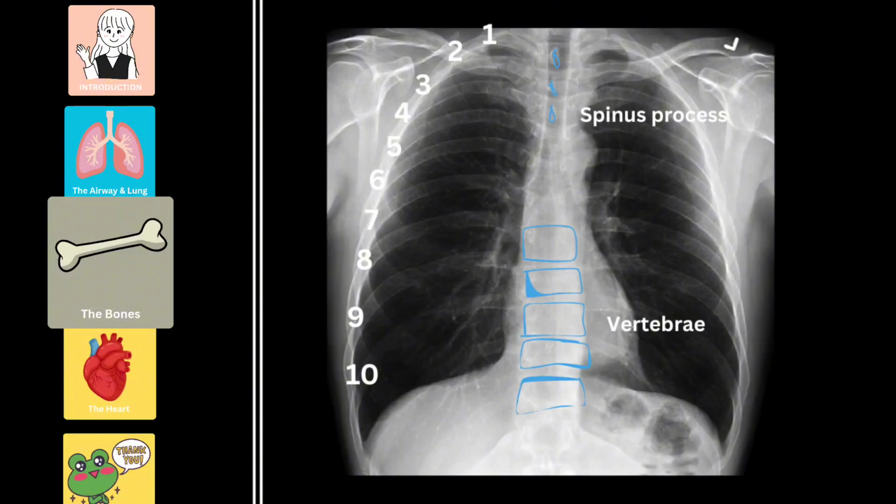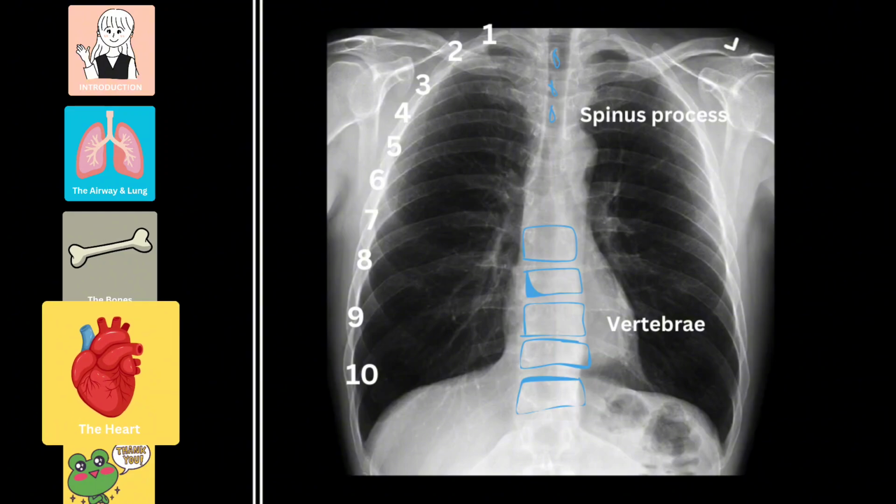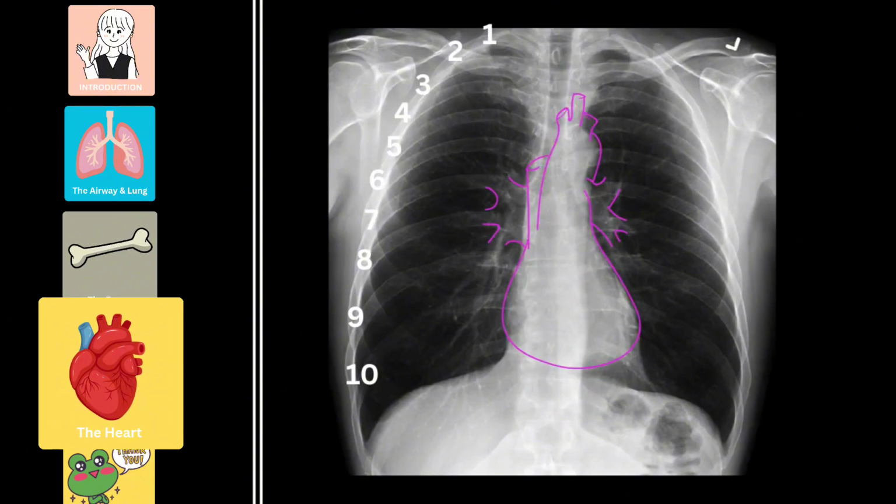Lastly, for your bones in the middle, you will see the vertebrae and spinous processes. Note that you can even see the vertebrae behind the heart, which signifies adequate penetration of your film. And finally, let's go over the heart. It typically lies to the left of the patient and should be less than 50% of the thoracic diameter.